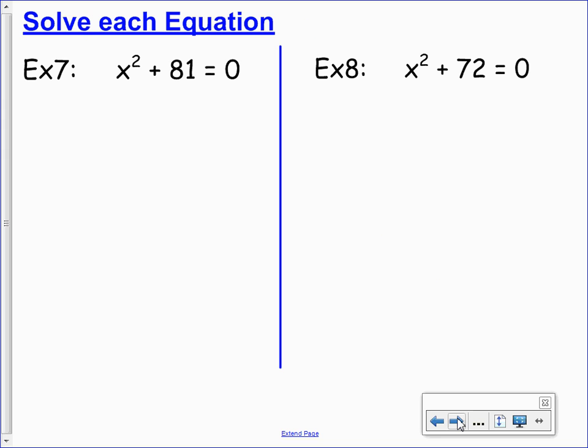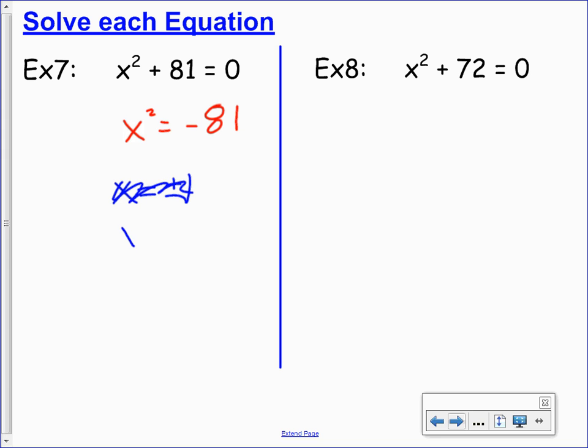Now, numbers 7, 8, 9. You cannot factor them, right? But you could use the quadratic formula or completing the square if you'd like. But there's an easier way. Since it's equal to 0, we have just x squared plus 81 equals 0. If you move the 81 to the other side, then you're going to get x squared equals -81. You see? Then, when you take the square root of both sides, you get x equals plus or minus the square root of -81.